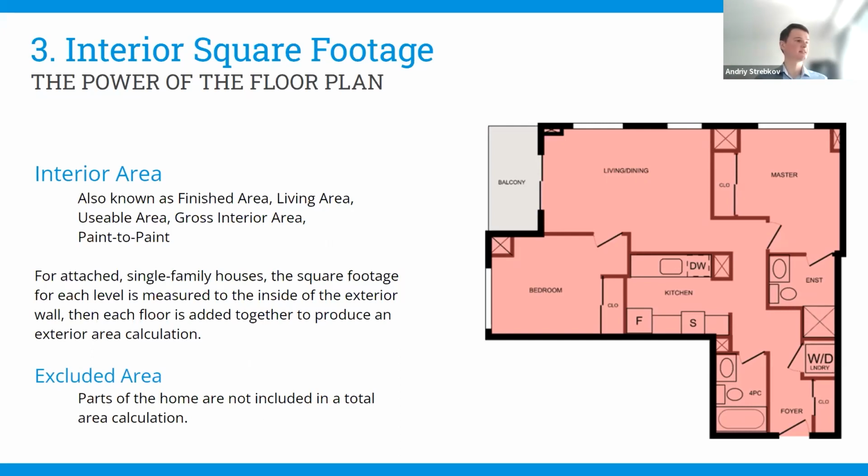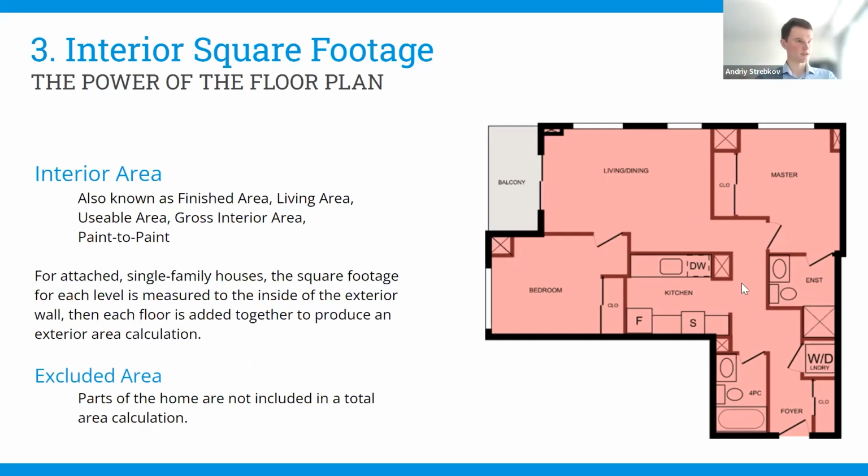So it basically signifies the same thing, and it's applied for attached property, for attached single-family houses that have a common wall with another property. So, for example, half duplexes, townhouses, apartments, they all would be using interior square footage. The interior square footage is measured to the inside of the exterior wall. So you basically measure by the perimeter of the property from inside. It's also called paint to paint, kind of obvious, so that it's all measured from within the property.